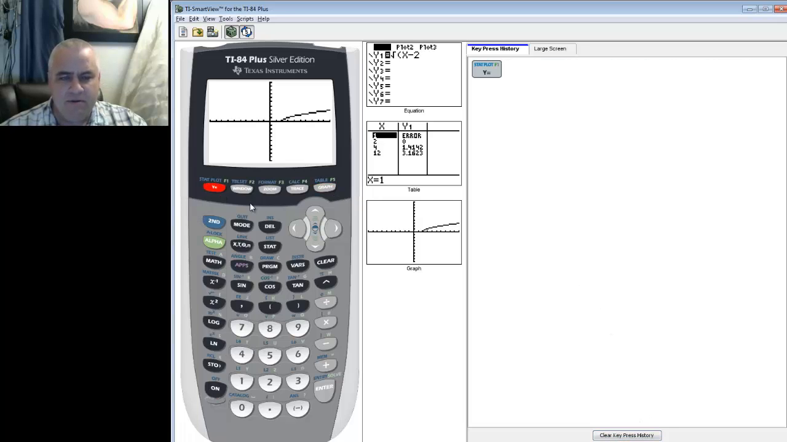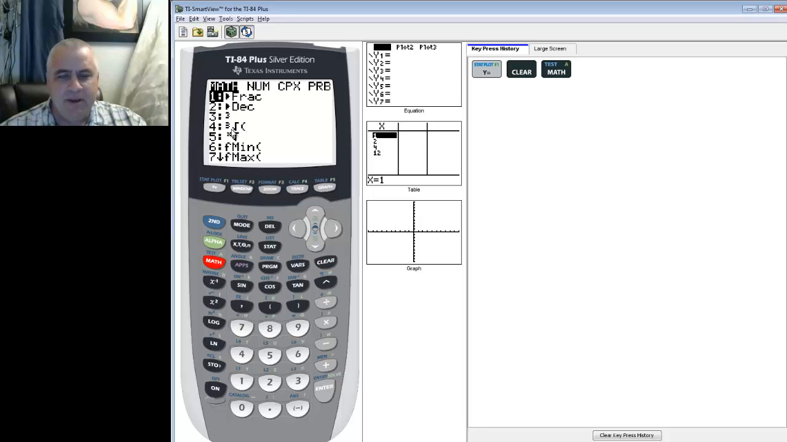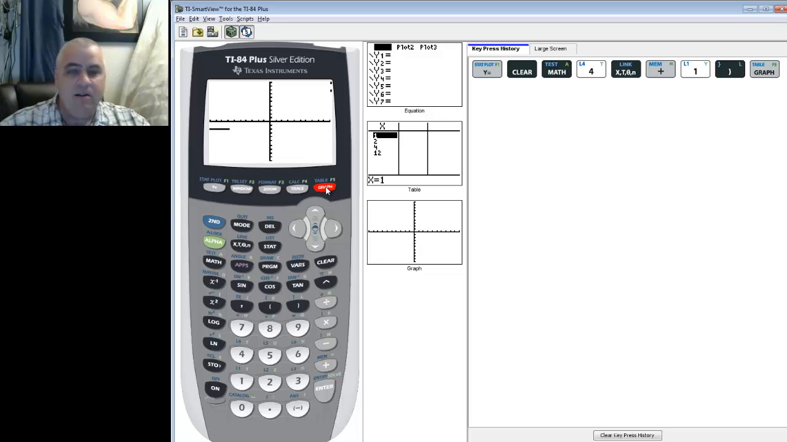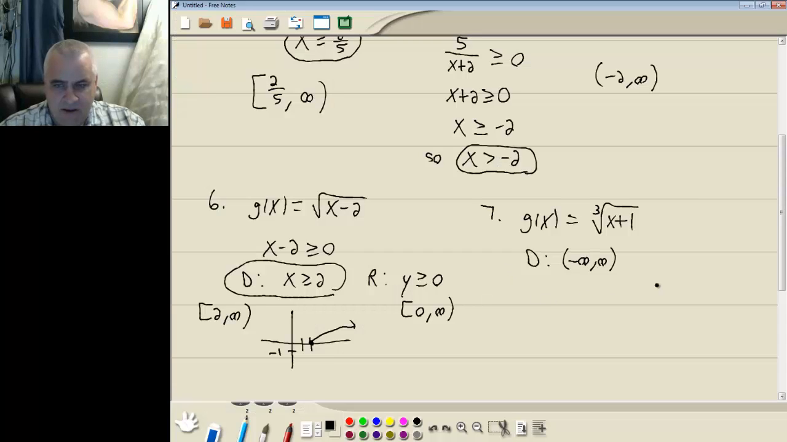Press my y equals, press my clear, cube root. I go to my math, and that's where I find my cube root. So I press 4, the number in front of it, or you can down arrow to it and press enter on it. If I simply press 4. And then we want x plus 1. And you can put a closing parentheses if you want, then graph. Closing parentheses on a TI-83, TI-84 is optional. Our graph looks something like that. I don't draw it real well.